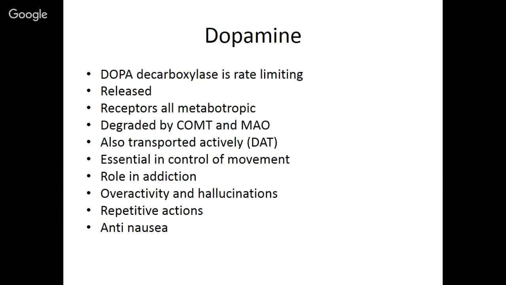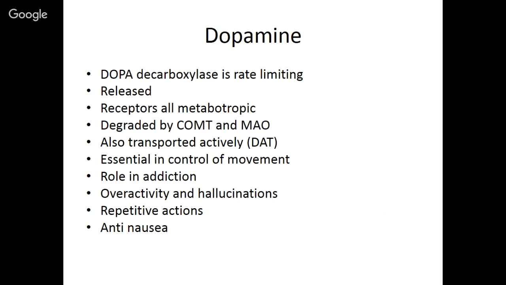I think COMT is 20% and MAO is 80%. It's also rapidly recycled by the transporter. Here, timing is important because the enzymes are actually not so efficient and not extensively present, and recycling tends to be pretty hefty.